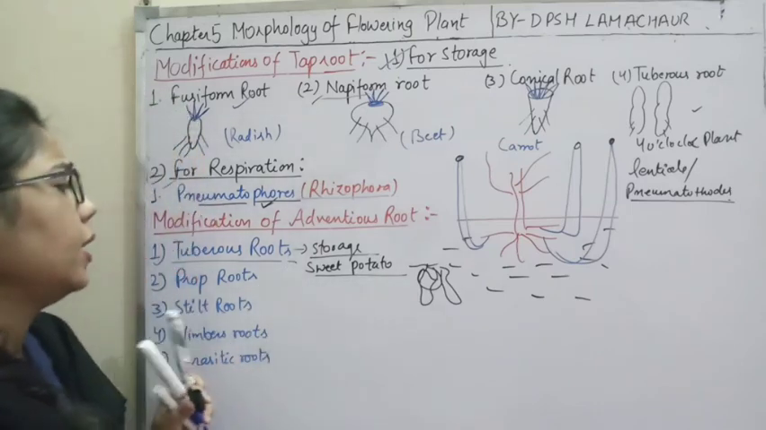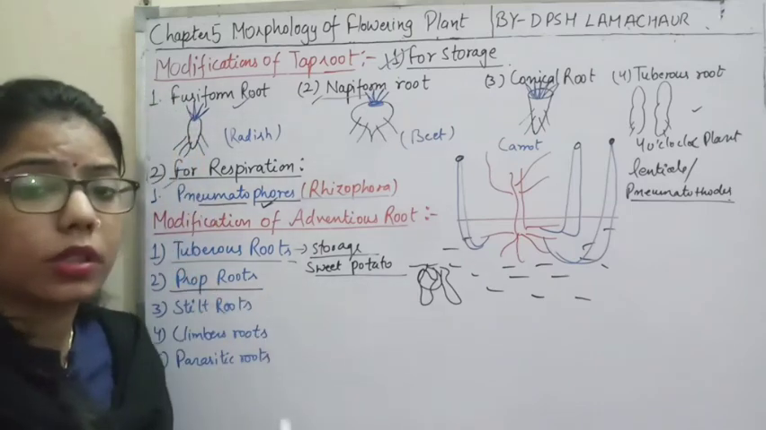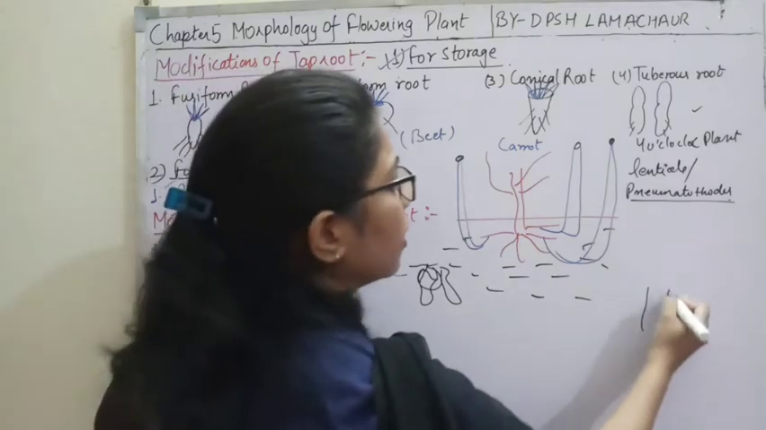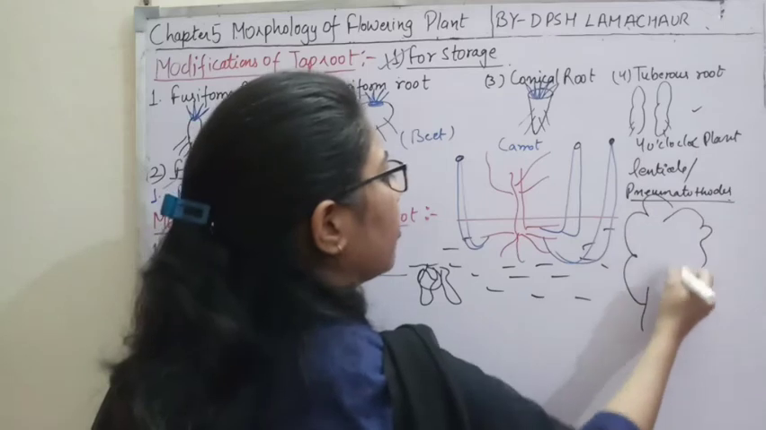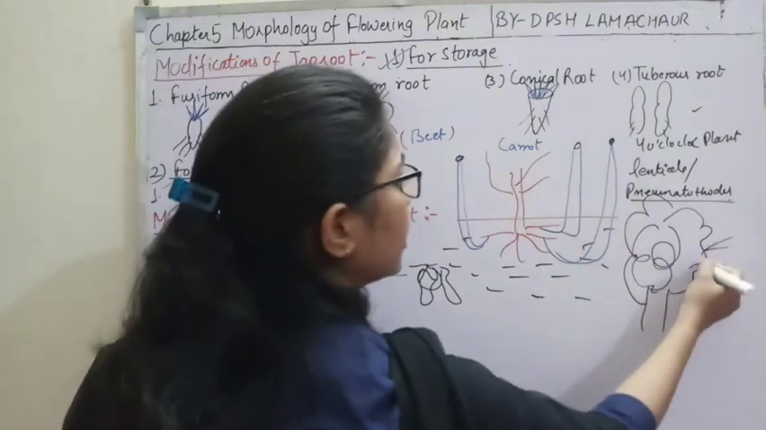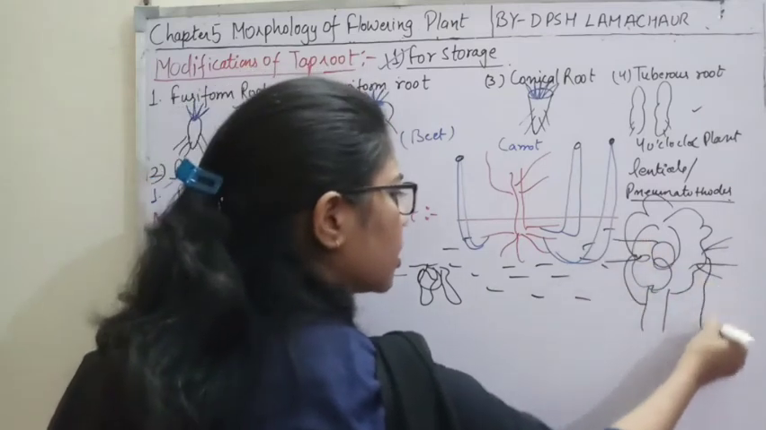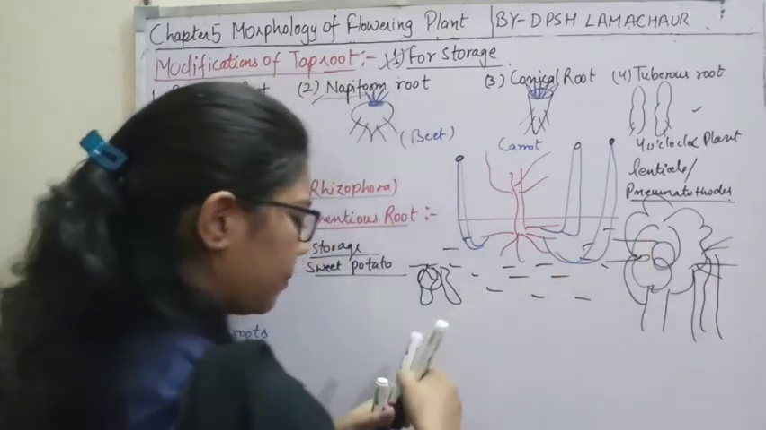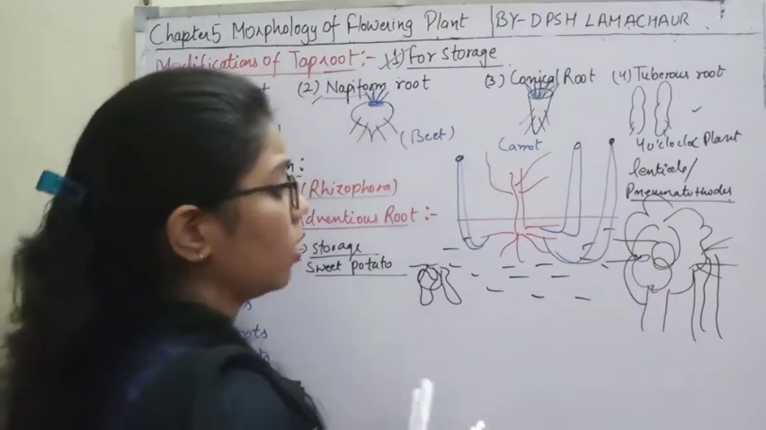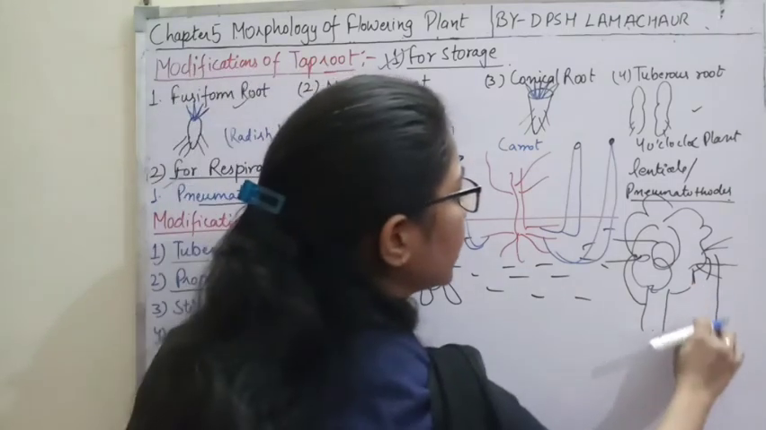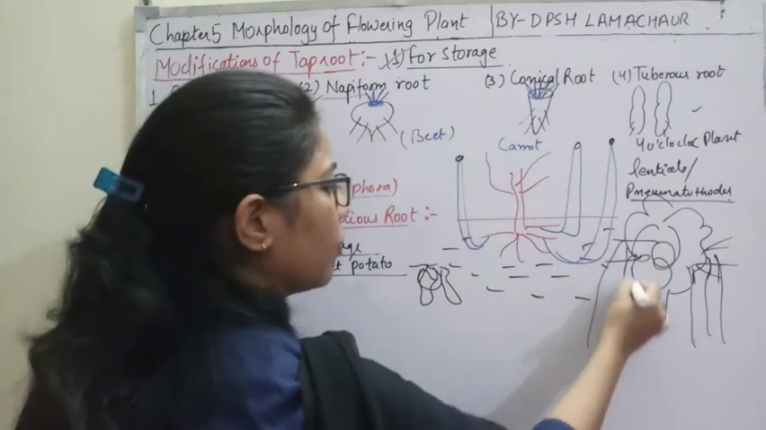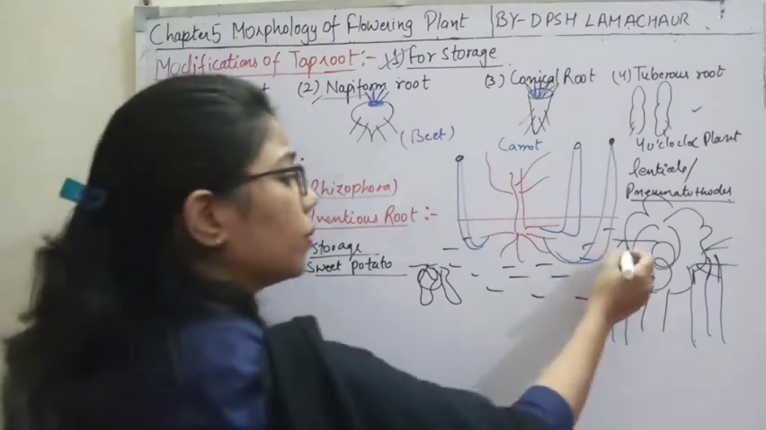Clear now? Another one is the prop roots. This is important. What are the prop roots? If you see the banyan tree, in this tree you can see that some of the roots are coming from the upper part. From where is it coming? From the upper part, or from the stem.